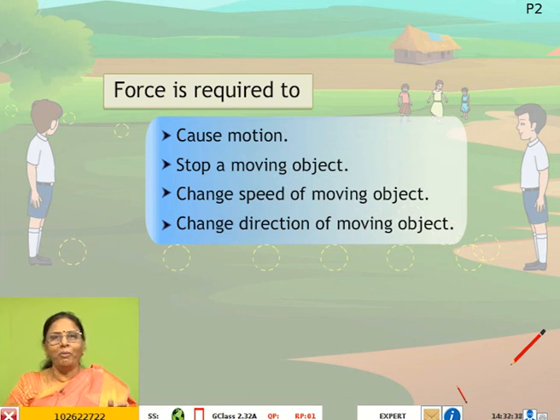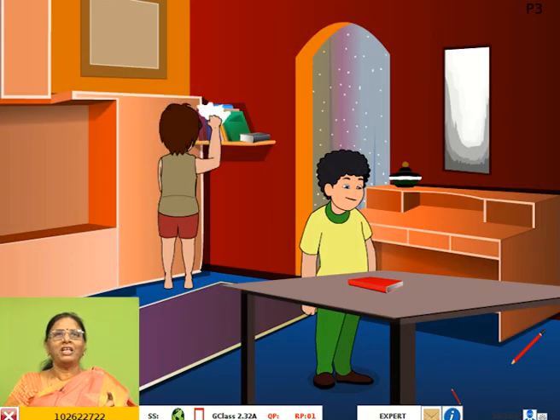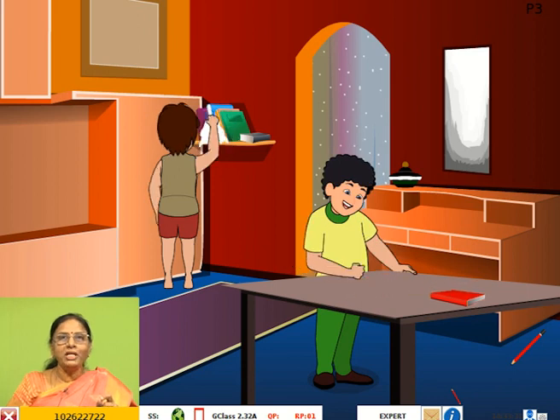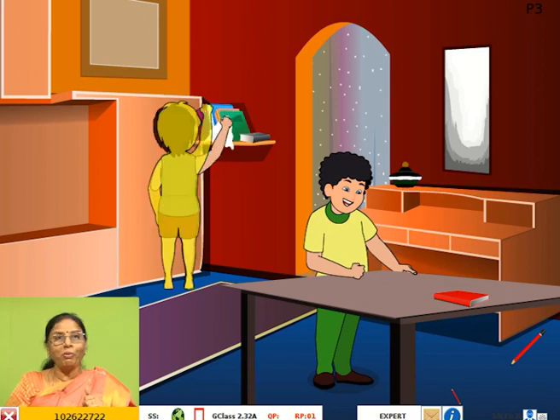Having understood about the effects of force, now let us do an activity, children. Here we have a boy who is standing in front of the table. Notice what he does. He is pushing the book, and what happened to the book? It came to a stop. Who stopped this book? Did this boy stop it? No. Then who stopped it?